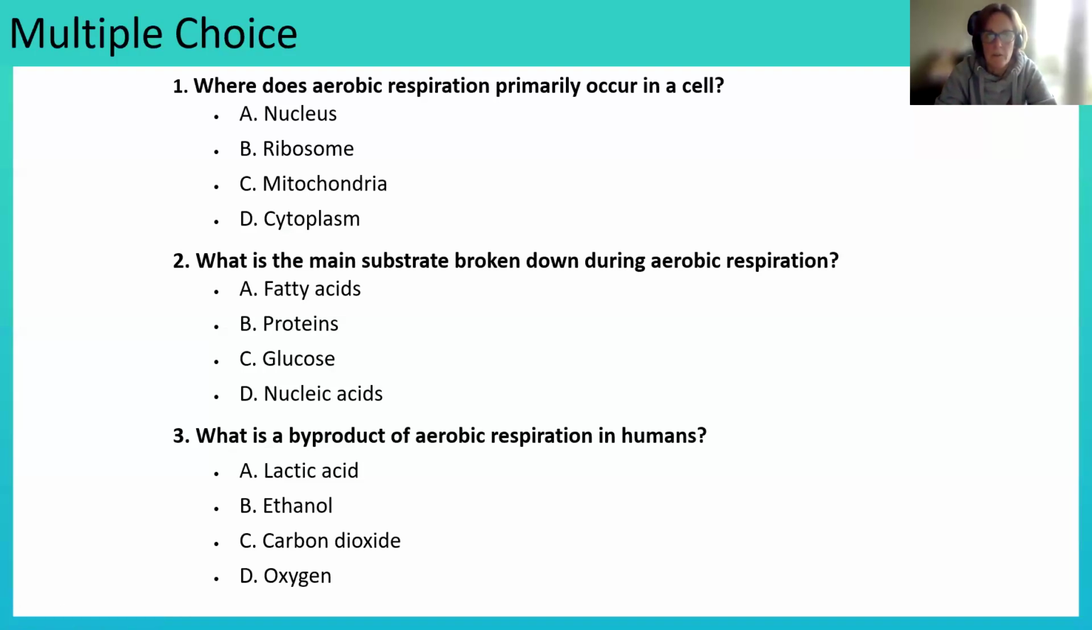So have a look at this. See if you can remember where we said this takes place. What's the main substance being broken down, and what's a byproduct of respiration in humans? The waste product. Have a look and see what you think the answer is.